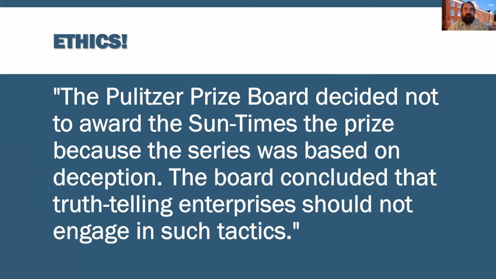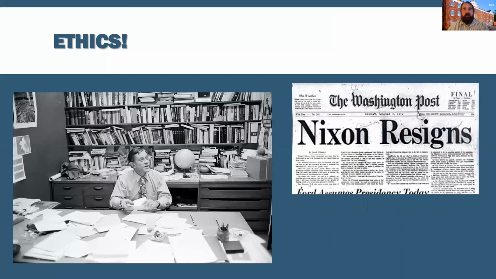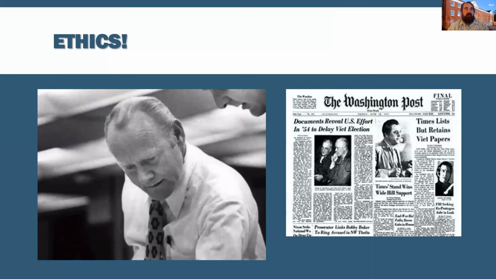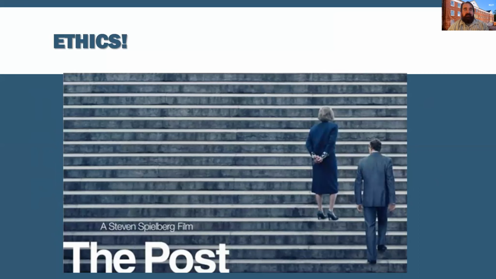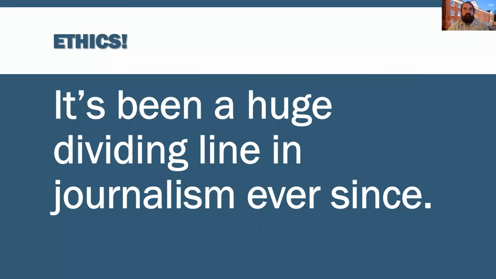And so for a long time, this was sort of a very big point of contention. And these two folks, Bradlee and Patterson, they weren't nobodies in the world of journalism. They were both involved at the Washington Post at very serious times in their careers, both in the coverage of the Watergate scandal, as well as coverage of sort of the rise of the Vietnam War. Both of them are portrayed by different actors in the film The Post, which we talked about last week as well. It's funny how that keeps coming up. And this has been a huge dividing line in journalism ever since. It's been the question of if it is acceptable and how and when is it acceptable to use deception as a form of journalism.